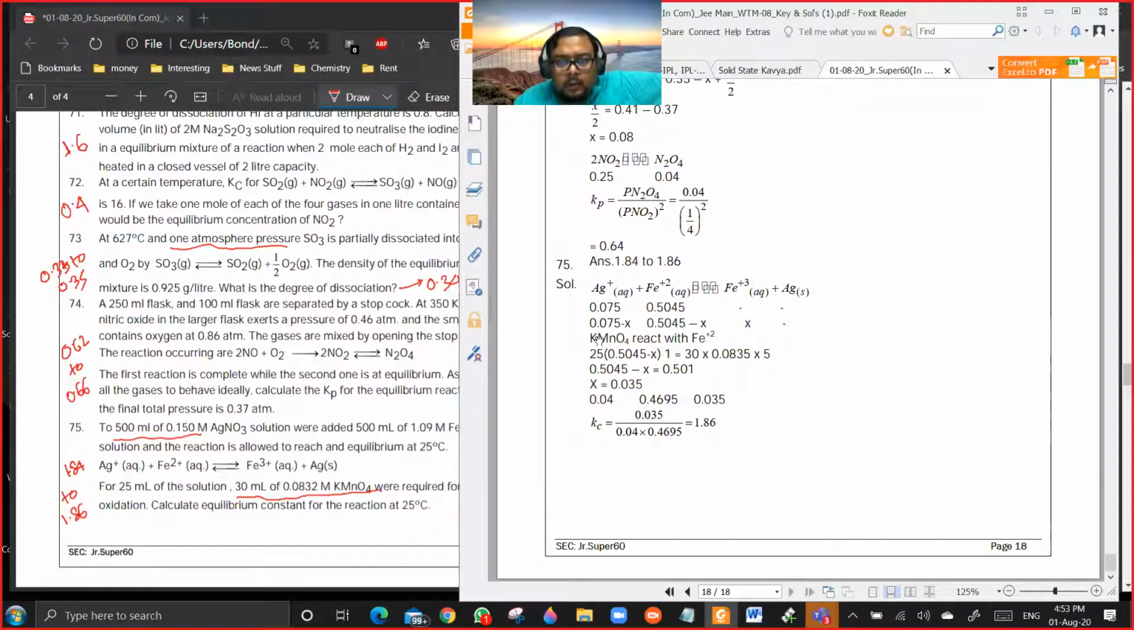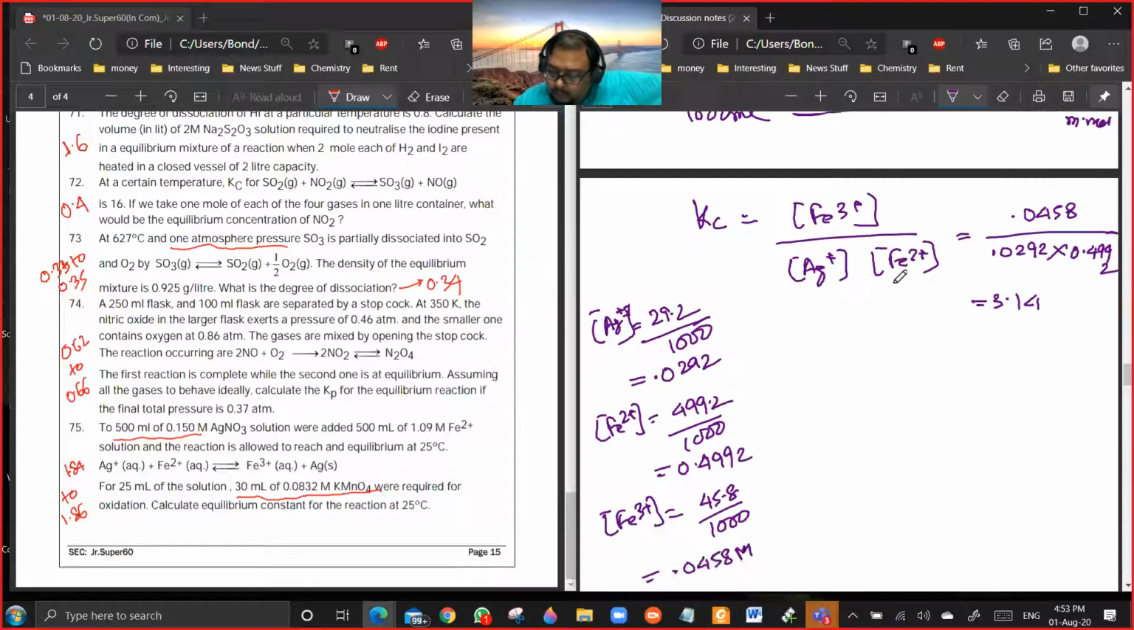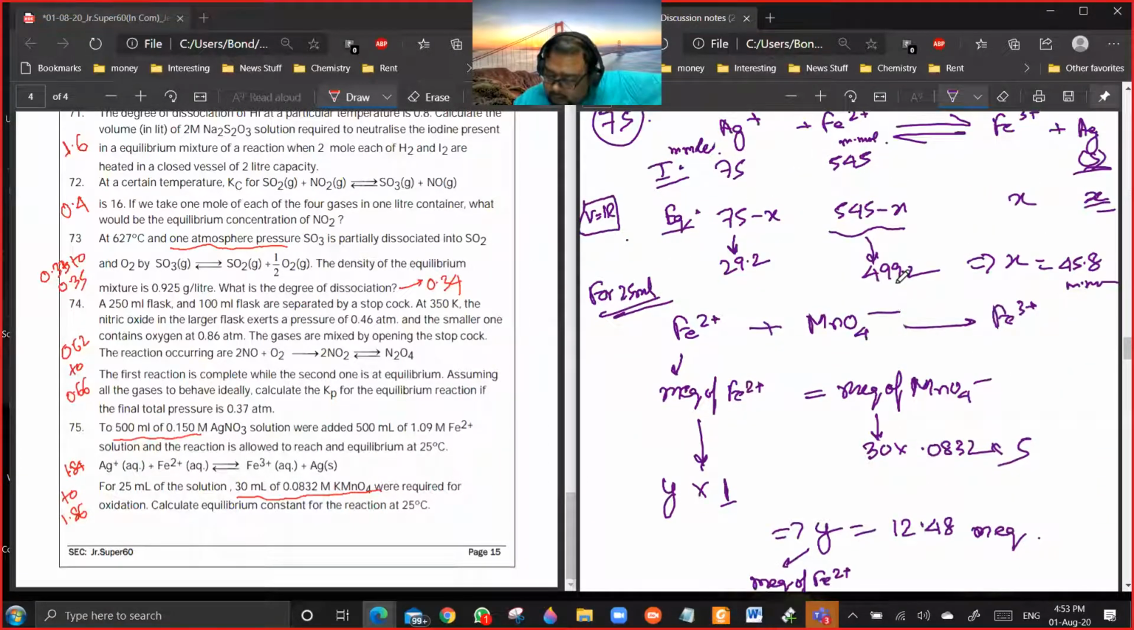Okay. 0.075, 0.5045. That was okay. 30 into 0.0835. So they have got X to be 0.035 and we are getting it to be 0.048. So where is the discrepancy here?